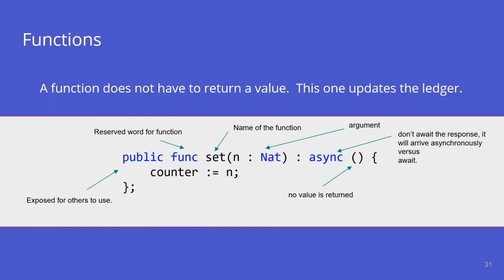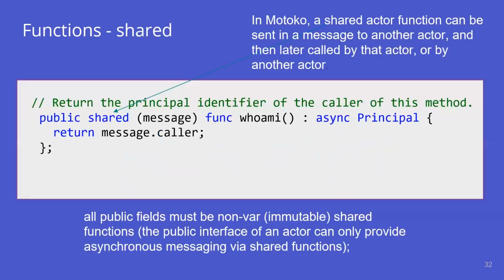Now, not all functions have to return a value. In this case, you'll see on the far right, beside async, it has two parentheses. That means there's no value being returned. In this case, this function is updating the ledger. And the async means don't wait for the response. It will arrive asynchronously versus awaiting it.